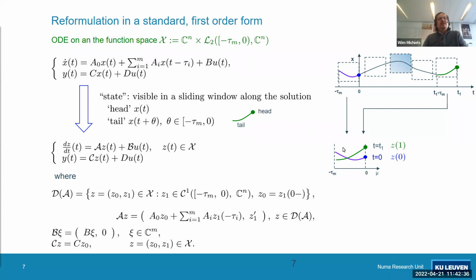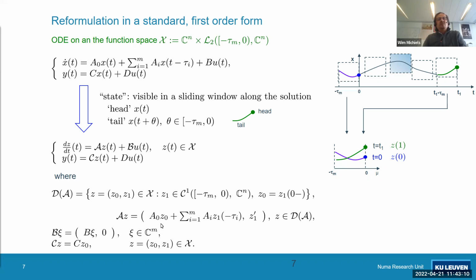And in this way, in fact, we arrive at a standard ODE, but where z of t is now an element of this infinite dimensional function space. And how do we define it? In fact, we take two components. We make a distinction between what we call the head, that corresponds to the state x at the current time t, which belongs to C^n. And we also take a tail, and the tail comes from the history.